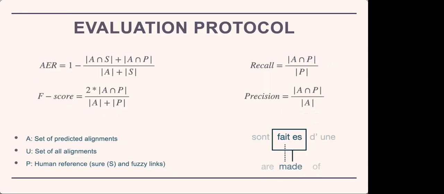AER is based on a comparison of predicted alignment links with a human reference, including sure and possible links. Note that Romanian, Japanese, and Vietnamese reference data only contain sure links. In this case, AER and F-score are deterministically related. These scores are based on word level. Therefore, we need to convert subword level alignments into word level alignments. To do that, a link between a source and a target word exists if there is at least one link between their subwords. We can see an example on the bottom right of the screen.